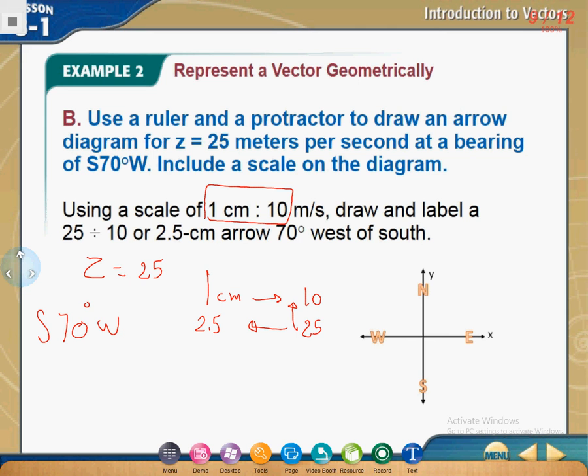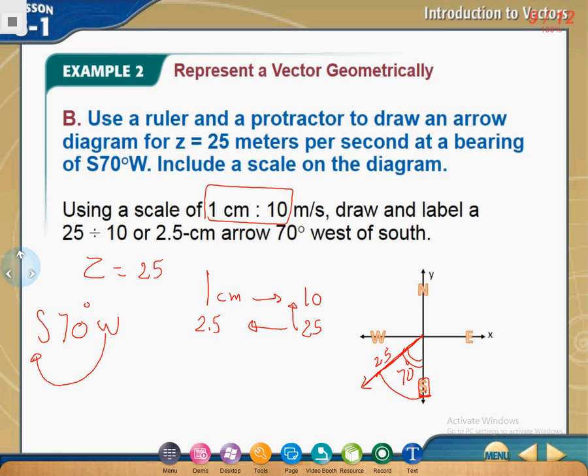Okay, he said west of south. Do you remember? West of south means I have to start from south, this is south, going to the west. What is the angle? 70. So I will go here with the protractor. This should equal 70 degree. Now, what is the length of this vector? Put a ruler on this vector, and it should be equal to 2.5 centimeter. I hope it's easy now.